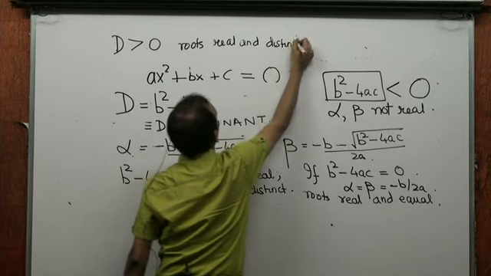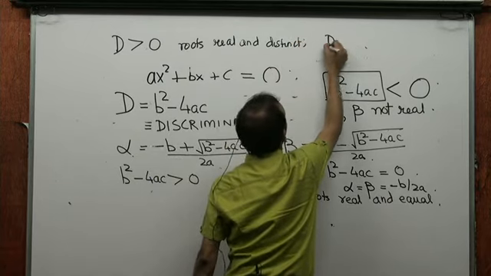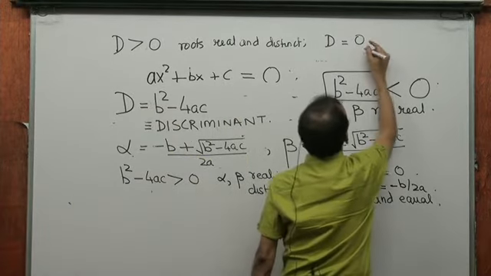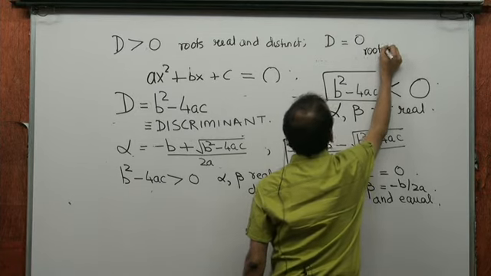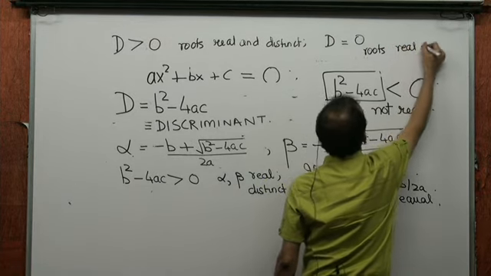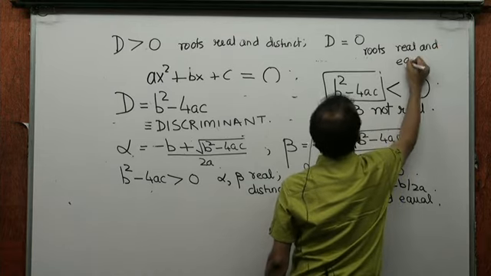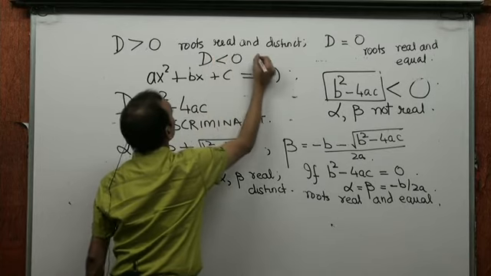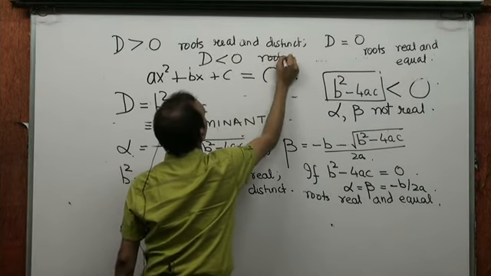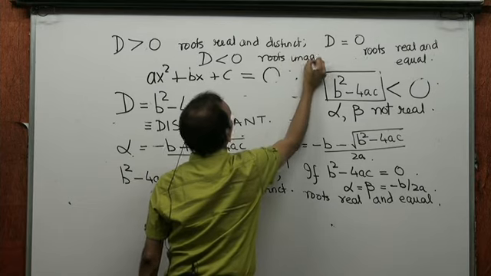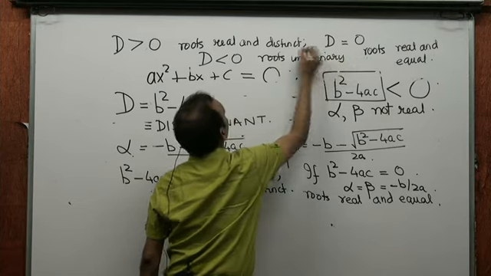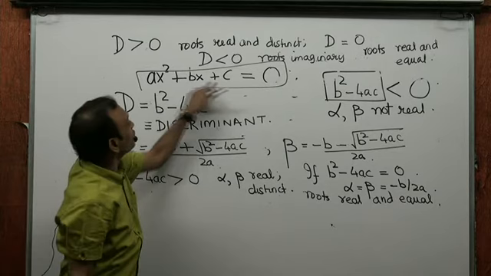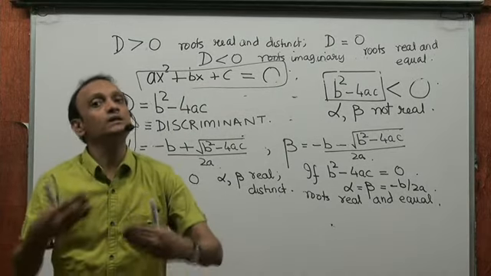If d is equal to 0, if b square minus 4ac turns out to be equal to 0, then the roots will be real and equal. If the discriminant turns out to be less than 0, roots would be imaginary or complex, right? So, given a quadratic, at the very onset, just by looking at the sign of b square minus 4ac, you can infer a lot of things.